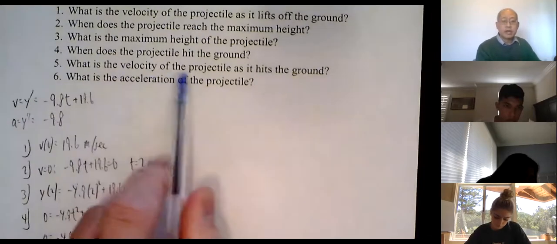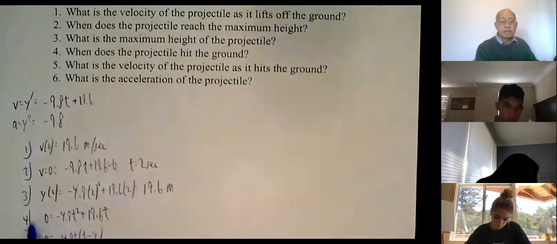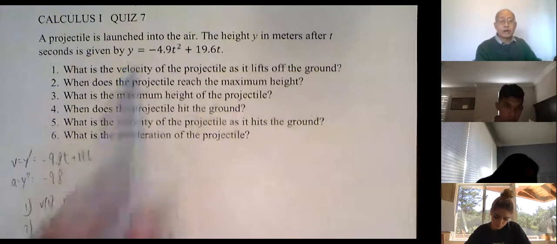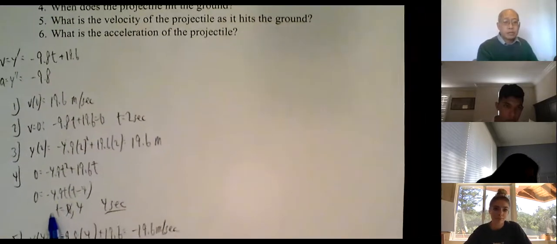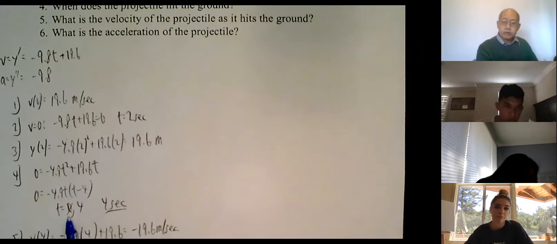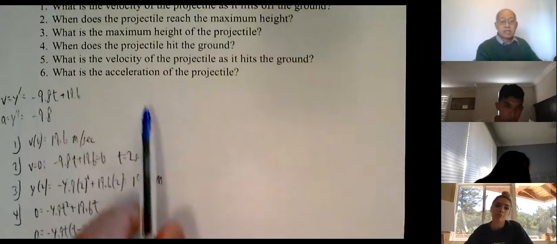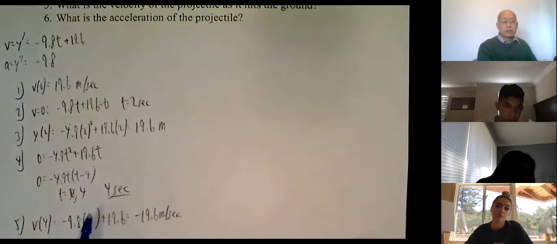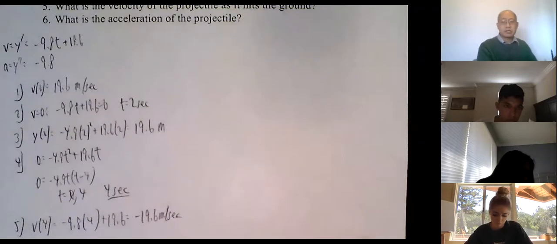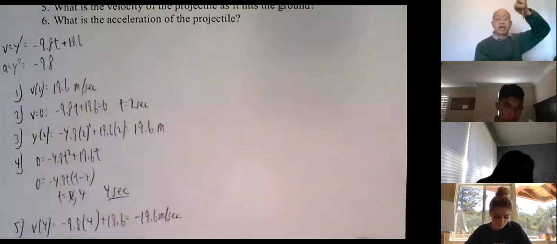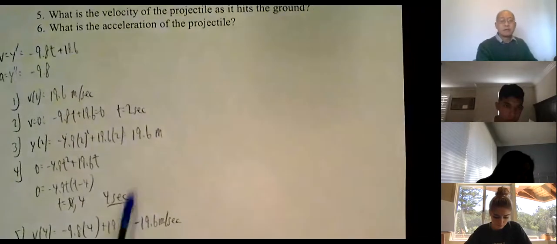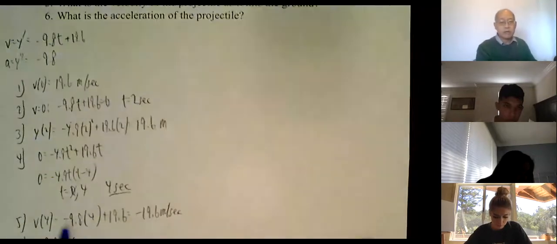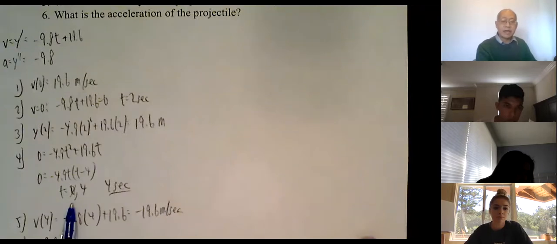Number 4, projectile hits the ground. That means you plug in 0 for the y, and it comes out to be 0 and 4 seconds. You throw out the 0, because it says hits the ground. 0 is the beginning of the experiment. So when is the height 0? At the beginning of the experiment, which makes sense. And then after 4 seconds, it comes back down. But if it asks when does it hit the ground, you have to exclude the 0. That's not hitting the ground, it's starting the experiment. So after 4 seconds.